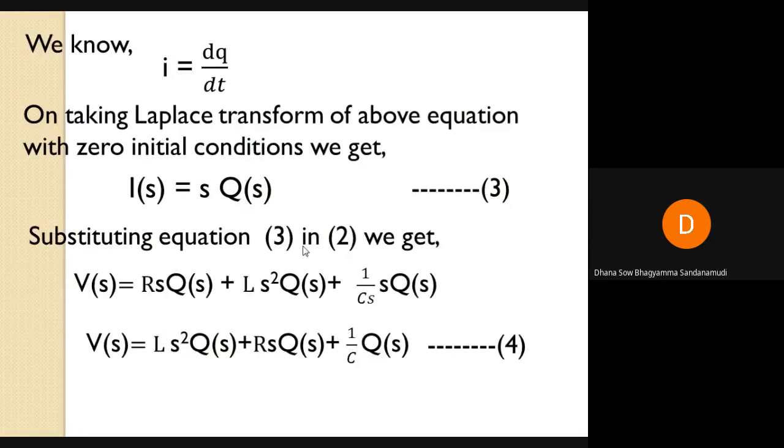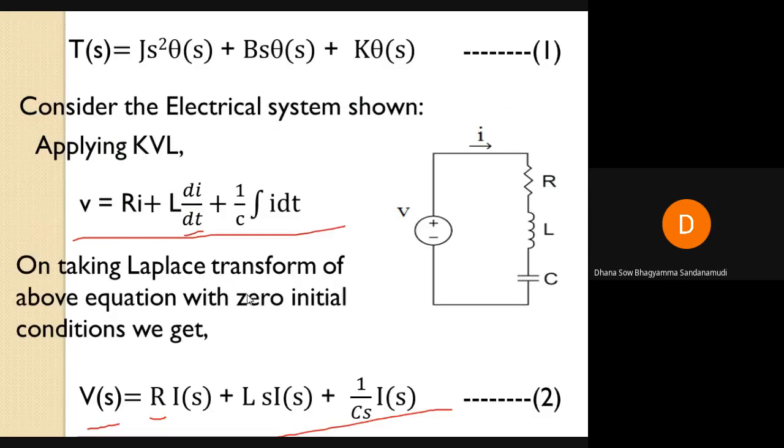Now current can be represented in terms of charge. I equals dq/dt, where q is the charge. If you take the Laplace of this equation, you will get I(s) equal to s into Q(s). Consider this as equation 3. Substitute this in your equation number 2. Instead of I(s), you must write s into Q(s).